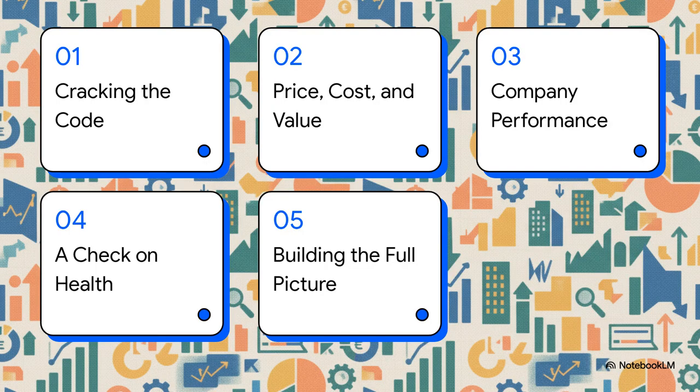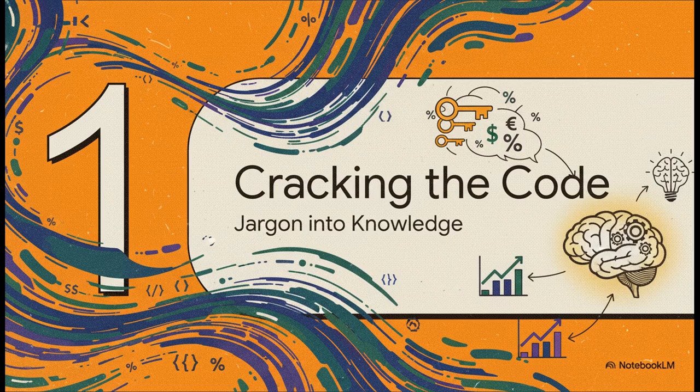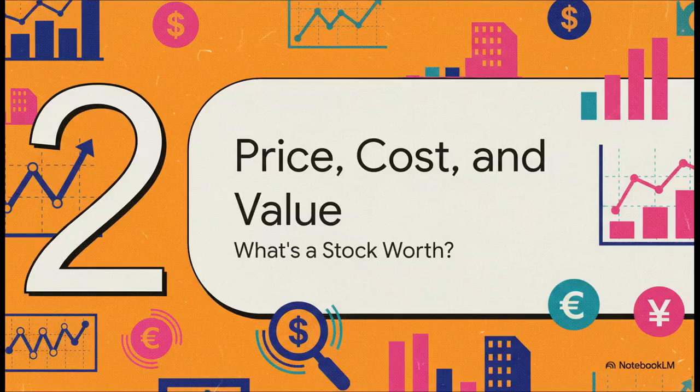Okay, so here's our game plan. We'll start by kind of framing our journey, then we'll dive into how to figure out a stock's value, how to measure a company's performance, and then check on its financial health. And finally, we'll pull it all together. So let's get into it. This isn't about just memorizing a bunch of definitions. It's about learning a whole new language, the language of finance, so you can turn all that confusing data into actual, useful knowledge.